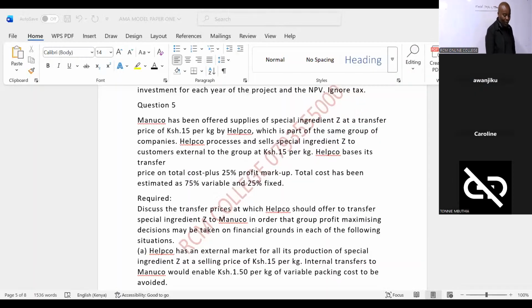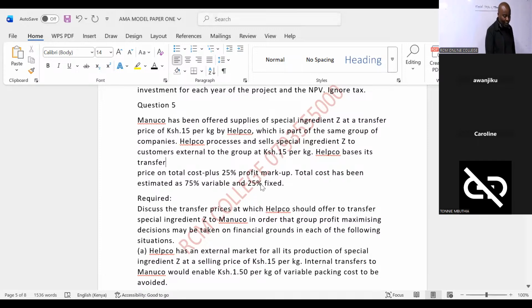Yeah, so there we are. So you're told question number 5, Manuko has been offered supplies of special ingredient Z at a transfer price of 15 per kilogram by HelpCo, which is part of the same group of companies. HelpCo processes and sells special ingredient Z to customers external to the group at Kenya shillings 15 per kilogram. HelpCo bases its transfer price on total cost plus 25% profit markup. Total cost has been estimated as 75% variable and 25% fixed.